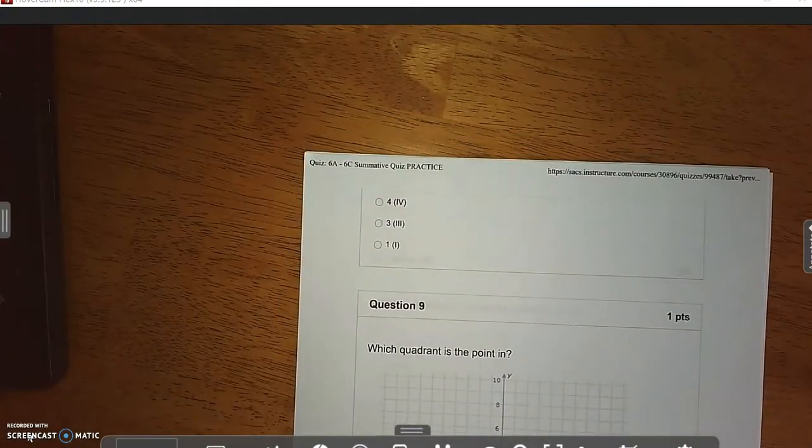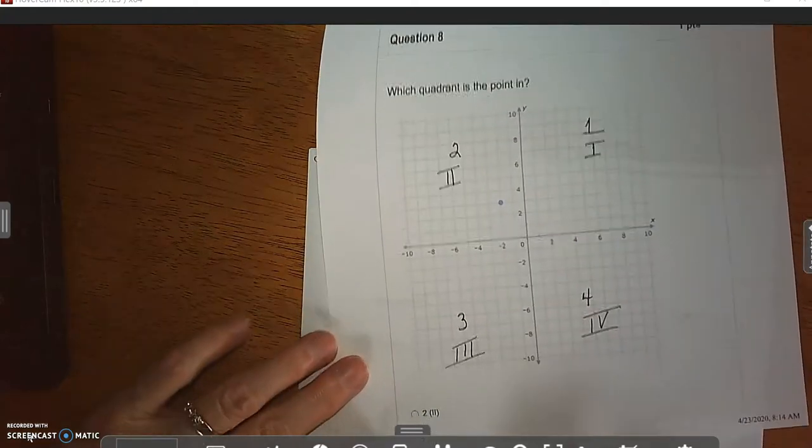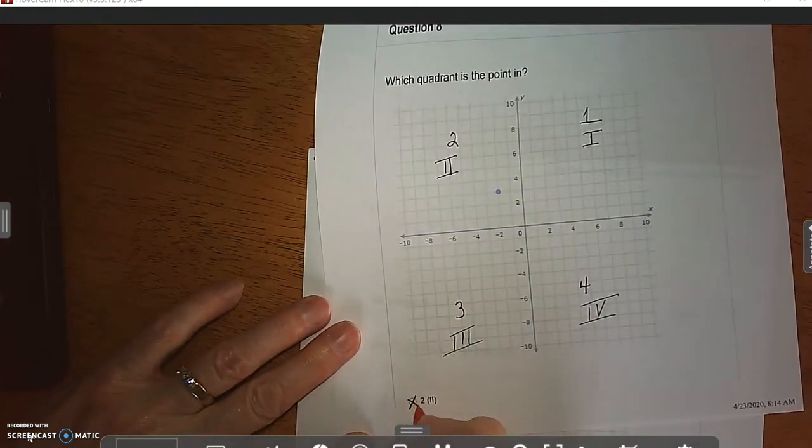Lost it. Must have been at the bottom of that page. Let me get that back. So we would mark our quadrant 2. It's at the bottom of this page. There we go. Should have chosen 2.